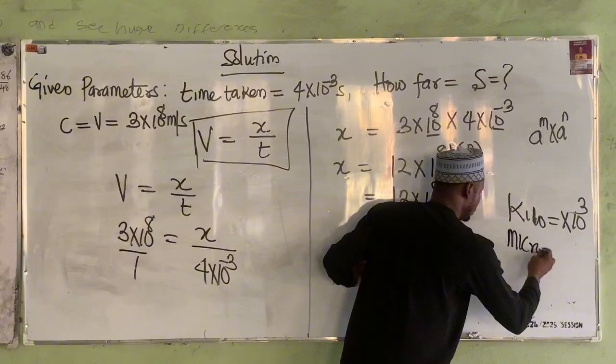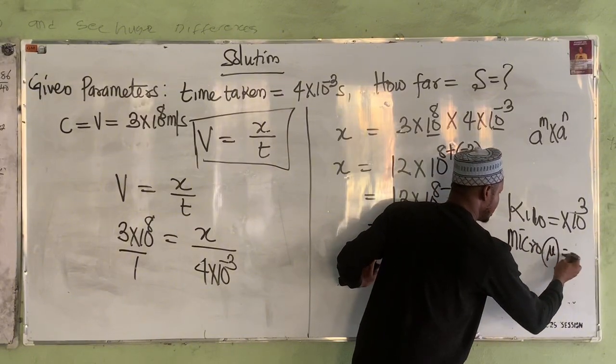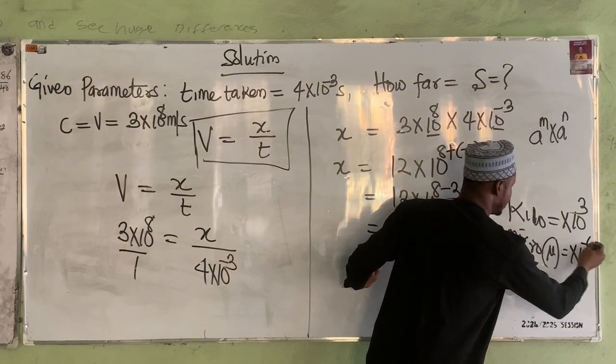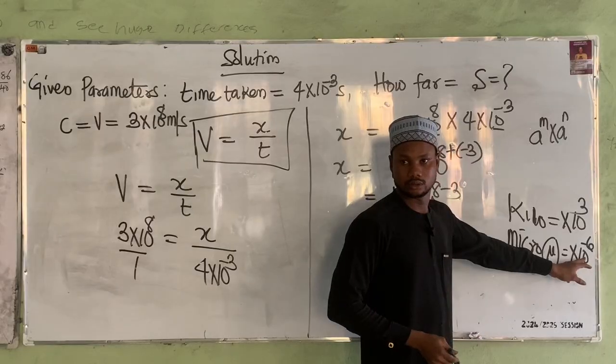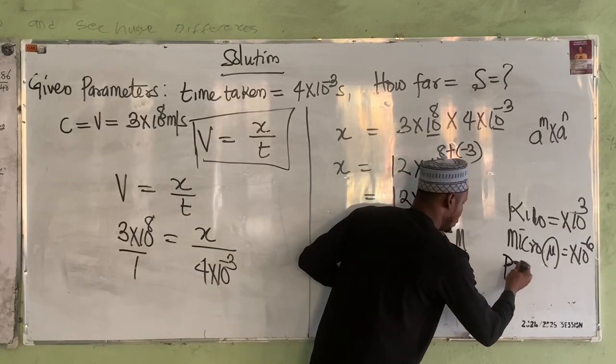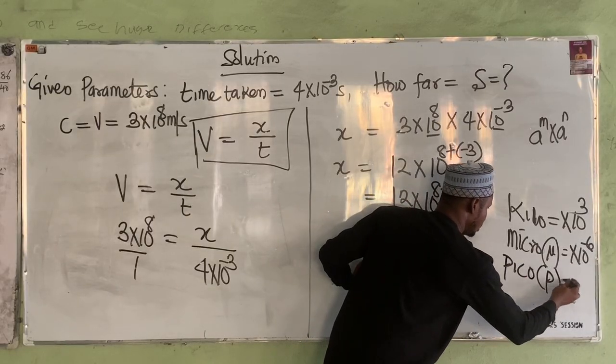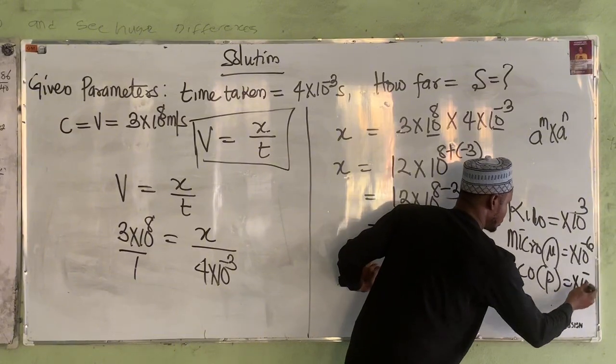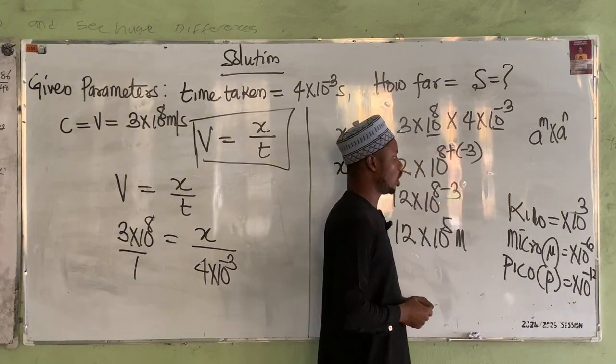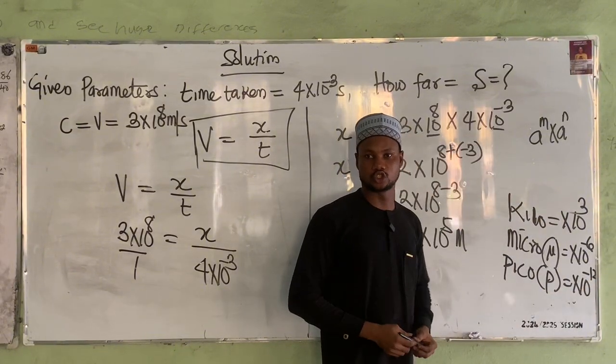Micro, this sign here, is times 10 raised to the power of minus 6. It's mostly used in capacitors. We have pico. Pico, that is P, is times 10 raised to the power of minus 12. Please take note. All these things are prefixes you need to know.